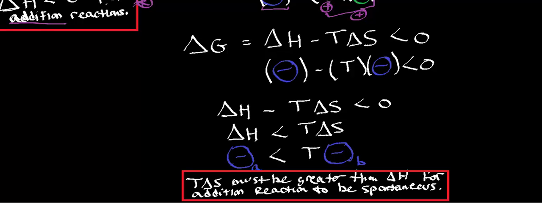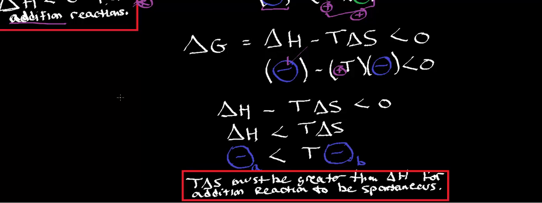Okay? So again, delta G is equal to delta H minus T delta S, which we want to be less than 0 so the addition reaction can proceed. Well, I already know delta H is going to be negative. My temperature is positive. It's a positive number because it's in Kelvin. But what if entropy is negative?